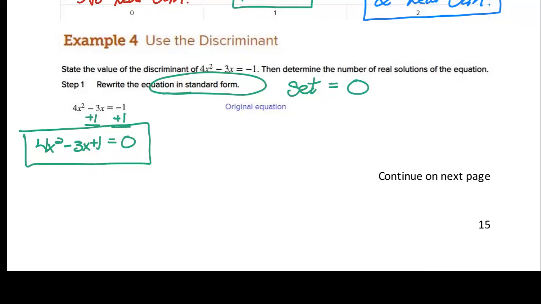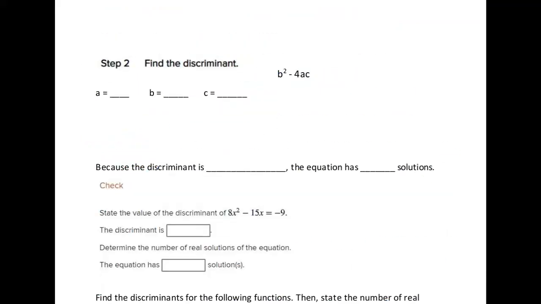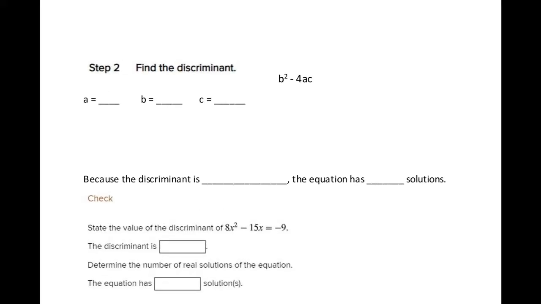All right. Now, let's flip to the next page. I need to remember, 4x squared, negative 3, 1. I'm going to rewrite it up here. 4x squared minus 3x plus 1. It was plus 1, right?